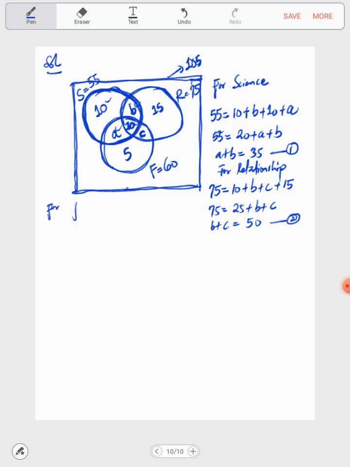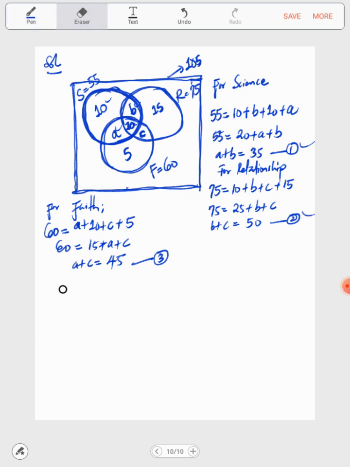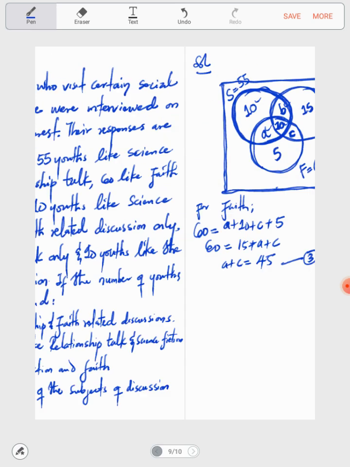And for faith, we have 60 equal to a plus 10 plus c plus 5. So you have 60 equal to 15 plus a plus c. So a plus c is 60 minus 15, that's 45. Call this equation 3. So we have three equations: a plus b equals 35, b plus c equals 50, and a plus c equals 45. Now let's see if there is other information.